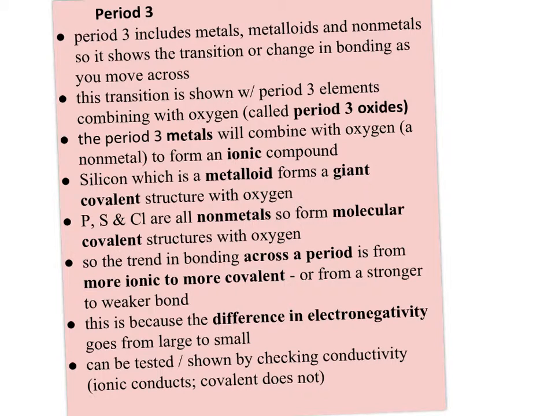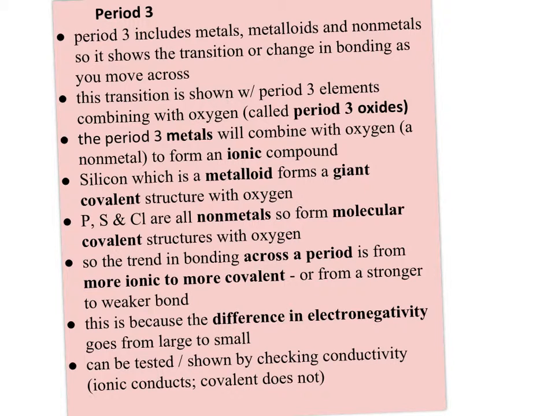But then the rest of the nonmetals, phosphorus, sulfur, and chlorine, are just going to form molecular covalent structures, diatomic, possibly more than diatomic, but fairly weak structures. And then, of course, the noble gas, argon, isn't going to form an oxide at all. So the trend across is to go from a very ionic character to a covalent character to almost a pure covalent character to no bonding at all with the noble gas. So you're moving from a stronger to a weaker bond.